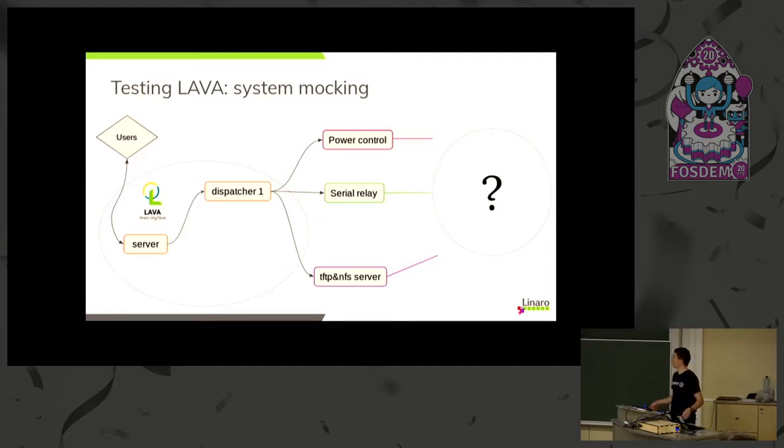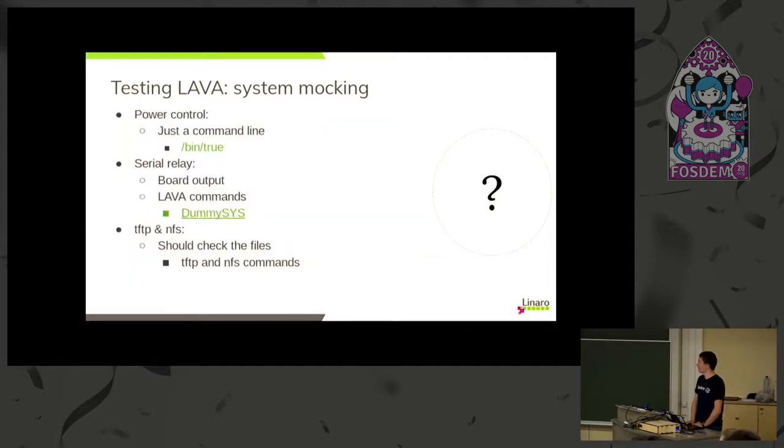Because the server is talking to users and dispatchers, that's easy to have. The dispatcher is talking to the server, easy, but also to boards. So we have to make the dispatcher believe that it is actually talking to a board. So we need a way to fake the power control, the serial relay, and the TFTP and NFS resources. The power control is quite easy, just a command that the dispatcher will run. So you can replace it by true or whatever, it's not really important.